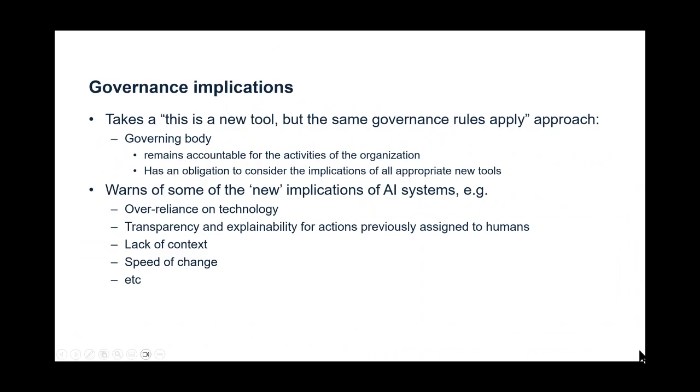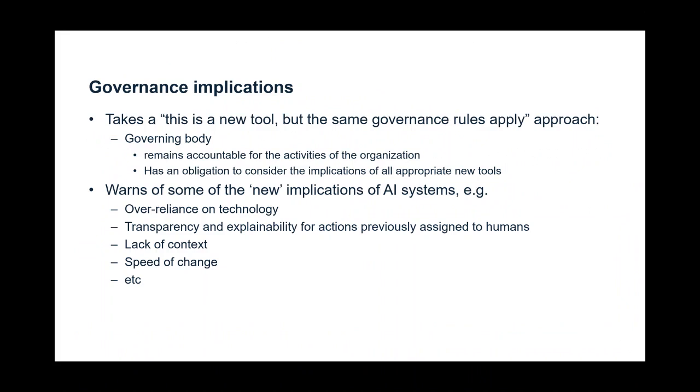This standard also warns about some of the new implications of AI systems, which will help the governing body better understand how they need to update their policies. It includes, for example, over-reliance on technologies such as AI when we are introducing automation to the organization, as well as new complications and complexities. For example, when you are replacing humans with AI automated processes, there is an expectation around transparency and explainability, which has its own specific challenges and limitations.